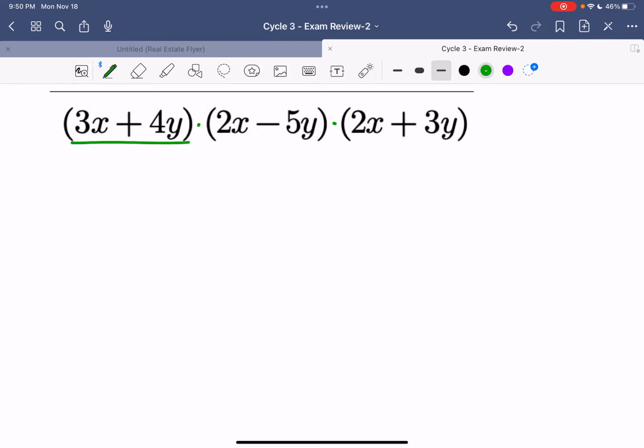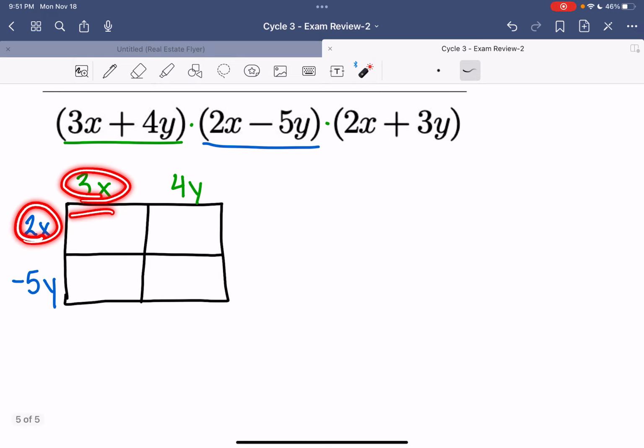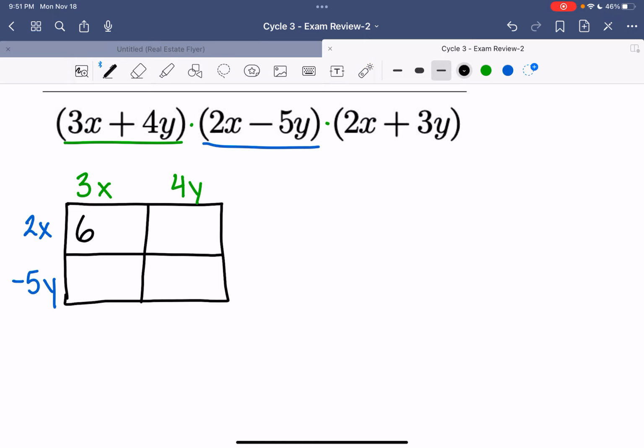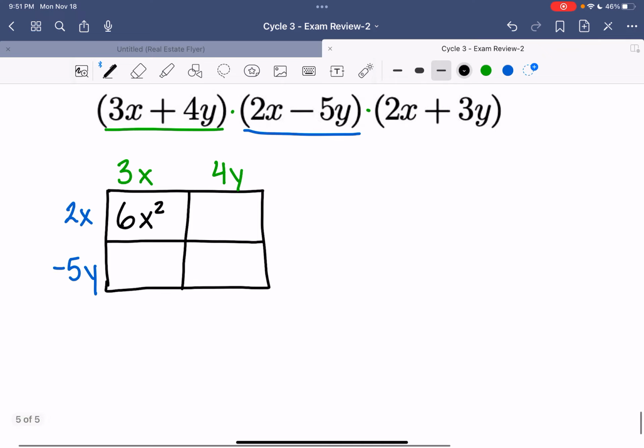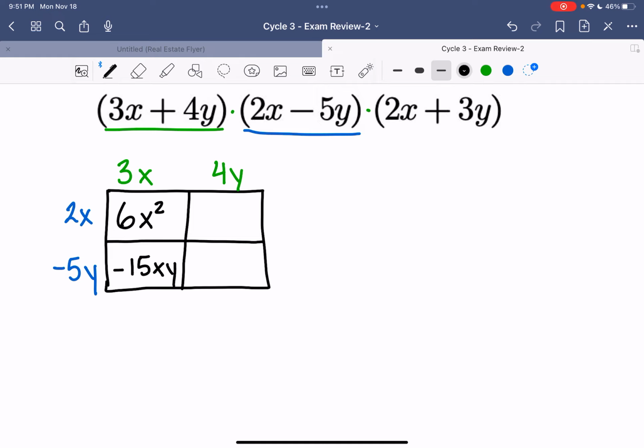All right, I'm going to start by multiplying this first one times the second one using the box method right here. So I'm going to draw a box, split it into 4 so that I can multiply my first one, 3x and 4y, times 2x minus 5y. I'm going to start multiplying them together, 3x and 2x, to make 6x squared. Then I'm going to multiply 3x times negative 5y. That'll give me negative 15xy.